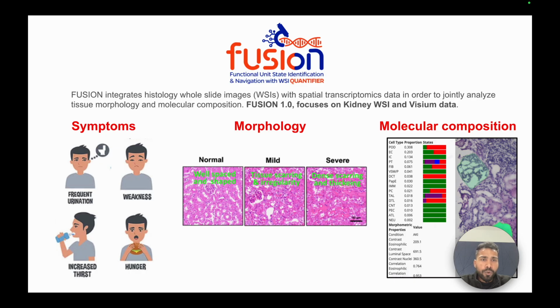Therefore, the third and much more accurate approach would be to combine molecular data with quantitative tissue features, and Fusion allows us to do exactly that. It allows researchers to investigate molecular data and quantitative tissue features within desired functional tissue units, which are the meaningful biological compartments, like glomerulus or tubules. And it provides a more precise, comprehensive understanding of tissue function and disease.